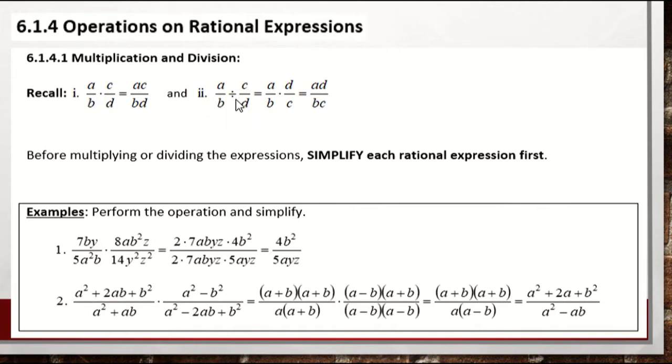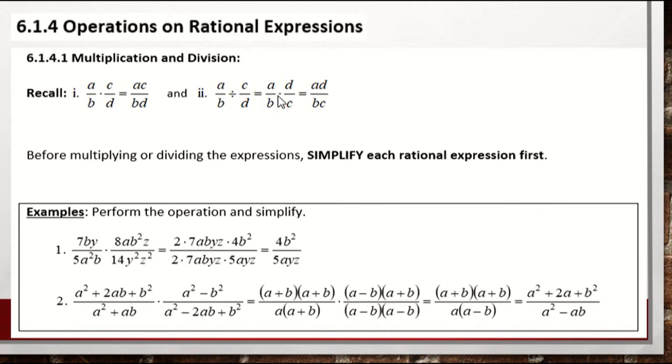Pag divide gani, mag-divide tag duha ka fraction. Ang first fraction na to a over b, times na nato siya sa reciprocal sa ato ang divisor. So, c over d, mahimo siyang d over c, pero multiply na siya.